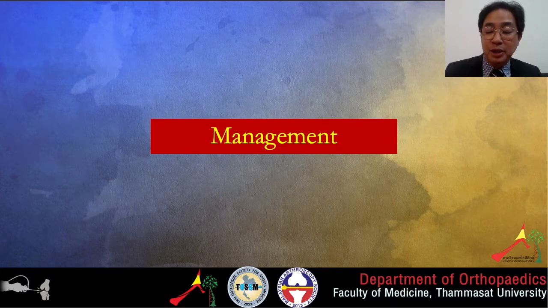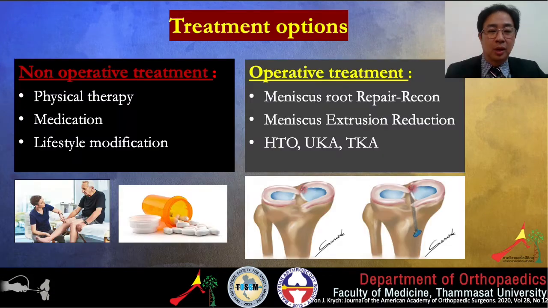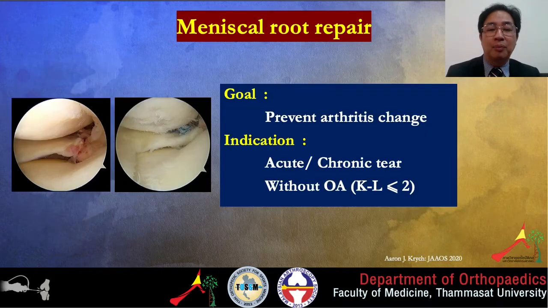How about the management? We need to consider 3 factors: alignment, cartilage, and ligament. The treatment options include conservative treatment and operative treatment as shown. Operative treatment includes meniscus root repair or reconstruction, meniscus extrusion reduction, correcting the alignment, or joint replacement. The goal of root repair is to prevent the arthritic change. It's indicated for acute or chronic tear without osteoarthritis. KL should be less than 2.